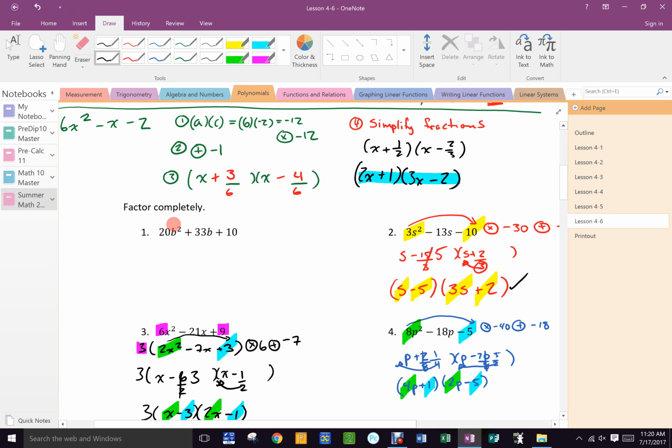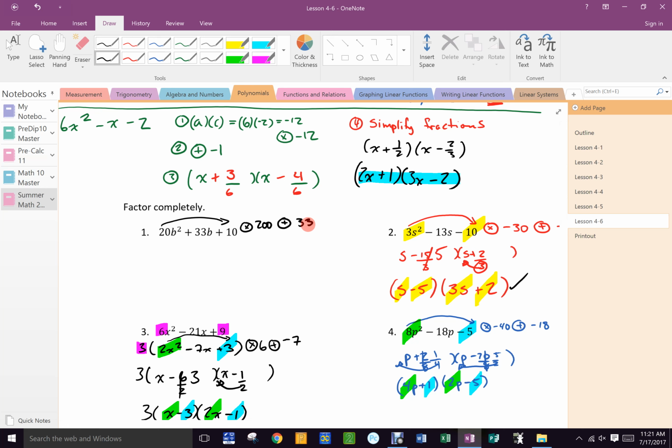So you're going to follow the same rules. What do you do if there was no 20 there? I'll be looking for numbers that multiply to 10, yes? But there is a 20 there. I need numbers that are 20 times bigger than 10. So I go over here and I need to multiply to 200 and add to 33. Is it 1 and 200? No, 1 and 200 doesn't add to 33.